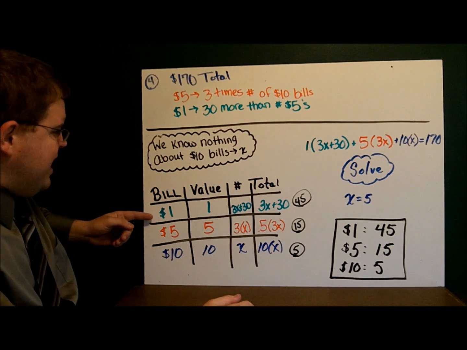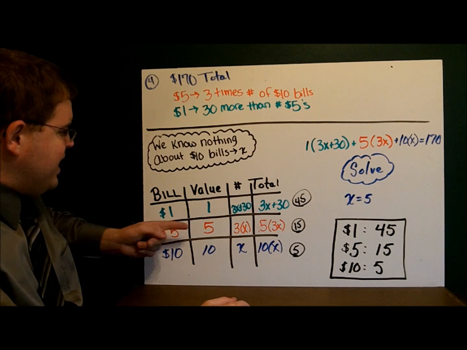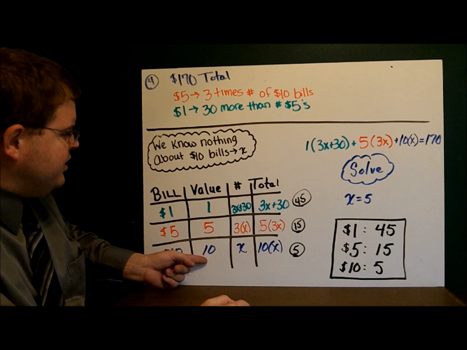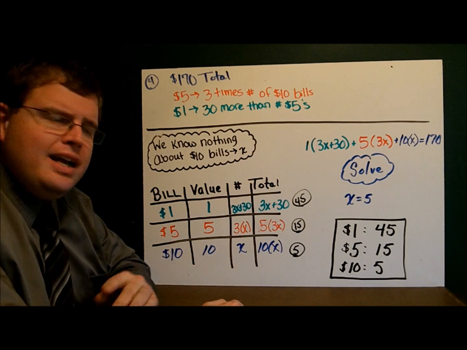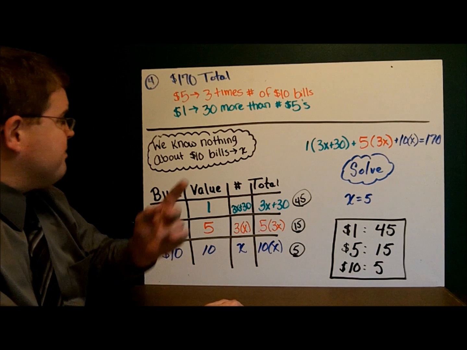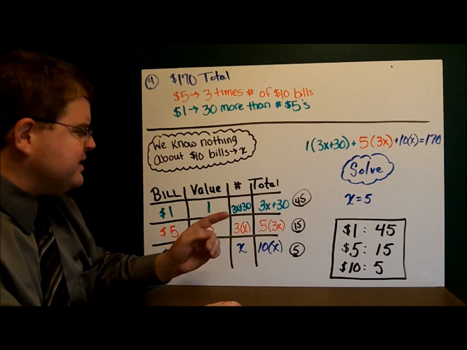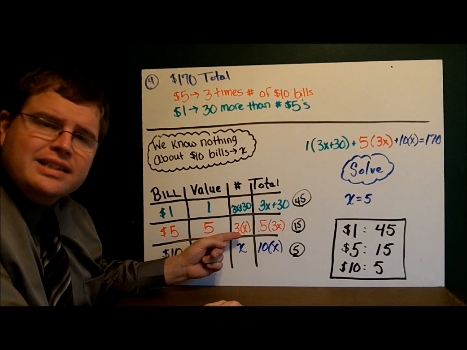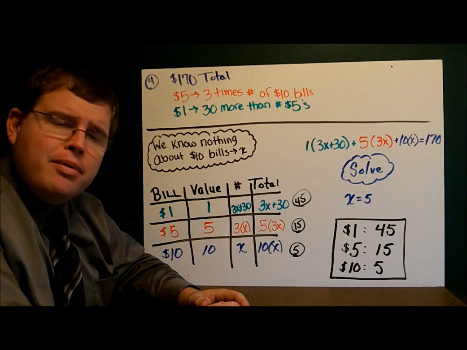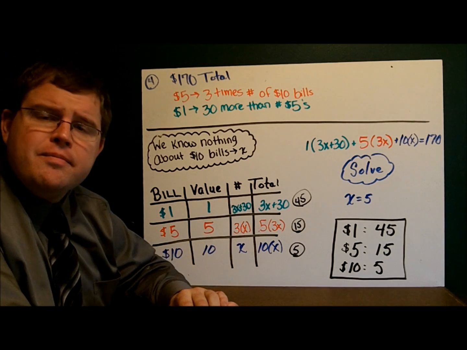Now in my table I have $1 bills worth $1 each. I have $5 bills worth $5 each. $10 bills worth $10 each. And X is the number of $10 bills. I know nothing about that. For the 5s, I have 3 times the number of 10s. So I have 3 times X. For the 1s, I have 30 more than the number of 5s. So I have 3x plus 30.